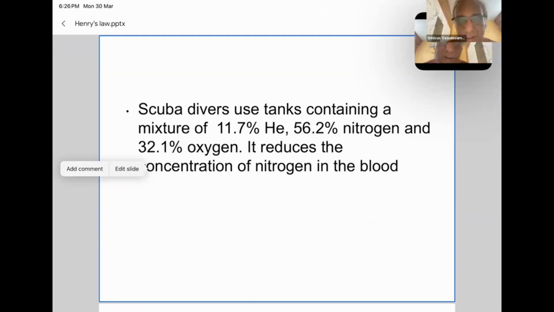Helium, of course, has very low solubility. So I'm adding helium in place of nitrogen. Some nitrogen is replaced with helium here: 11.7% helium, 56.2% nitrogen, and 32.1% oxygen. So this is the application of Henry's law.